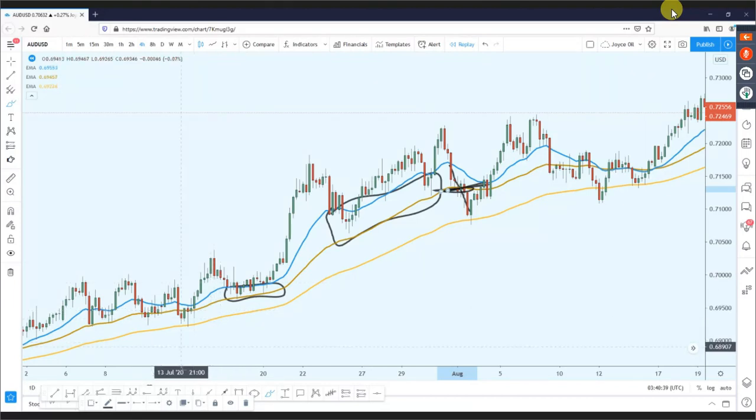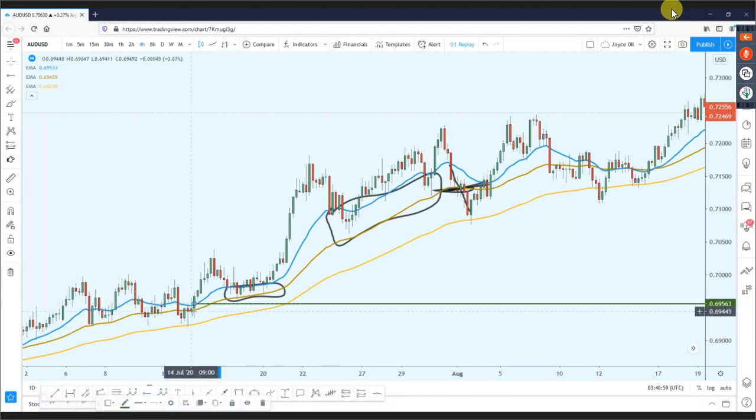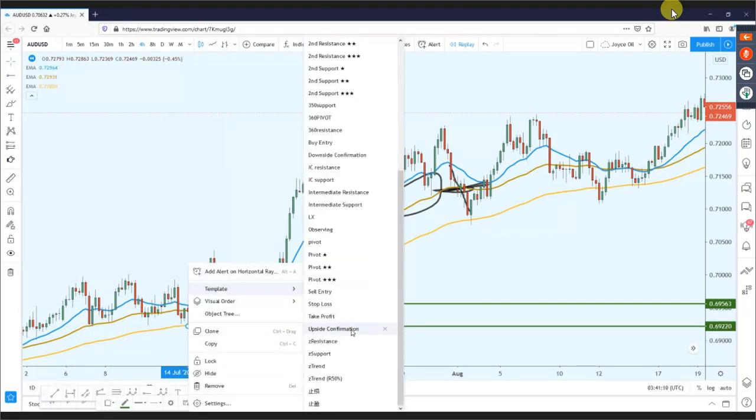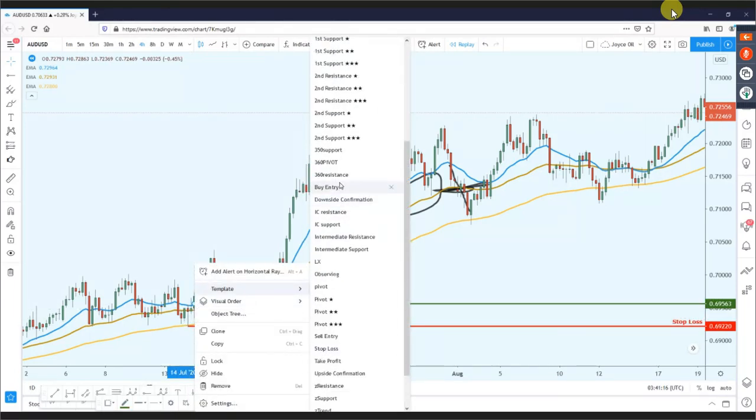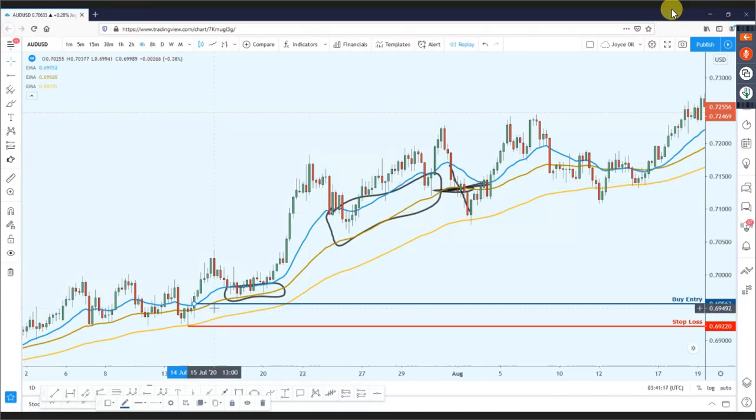So for example, where would be a good entry? From this area is right when all three EMAs are in the same direction with slope. And if you can enter here, would be best. And then you can put your stop loss underneath it. So I'll make this red. Stop loss. Buy entry.